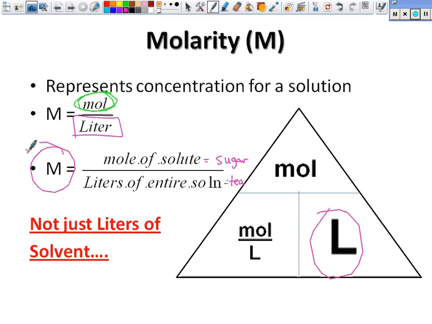One thing I need you to understand is that whenever you see molarity, use brackets. So if I'm talking about the concentration of NaCl, if you see brackets around something, that's going to stand for molarity. It's going to stand for concentration. It's important that you recognize that. Okay.